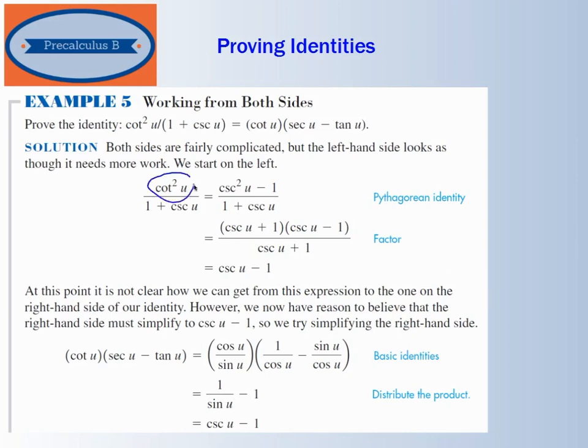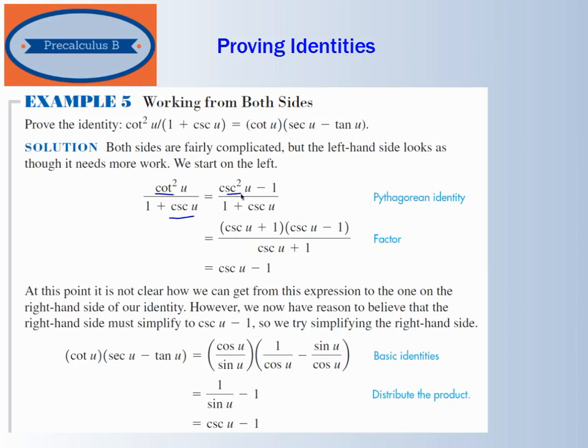We take cotangent and we convert it to cosecant squared u minus 1. The reason why I'm going to use that is, my thought process here is I have cosecant on the bottom, so let's set up the top with cosecant. That way we have at least similar functions.